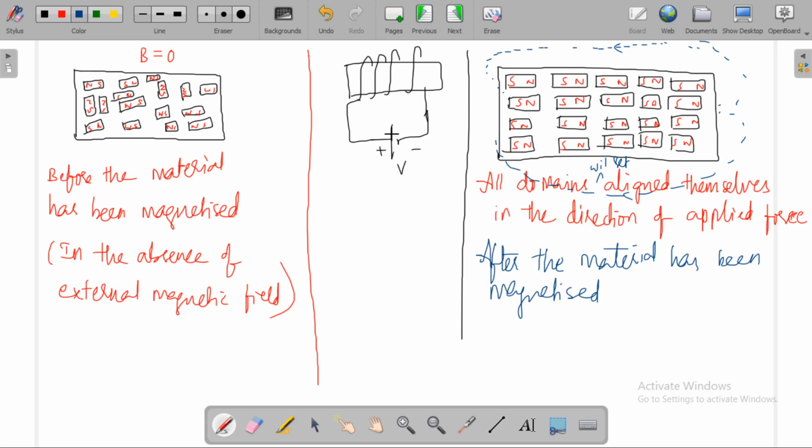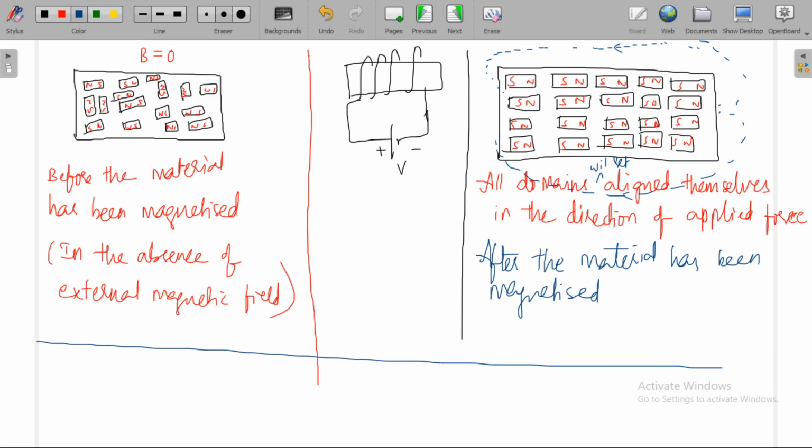After applying some external magnetic force to this magnetic material, all domains will get aligned in one particular direction like this. If you stop providing this voltage, the external magnetic force, then after removing the supply, again they'll come back to their original positions.